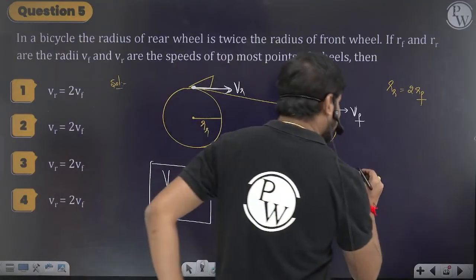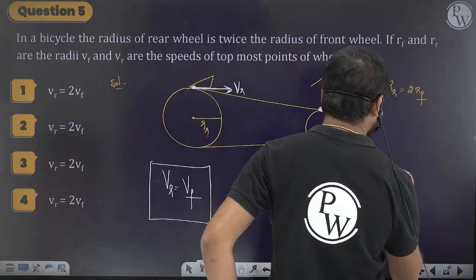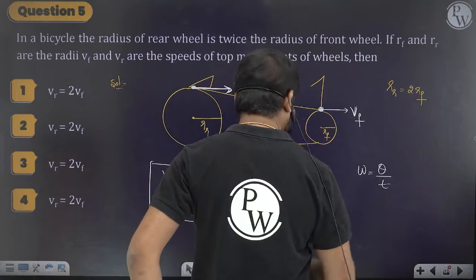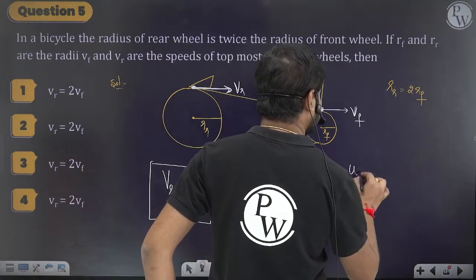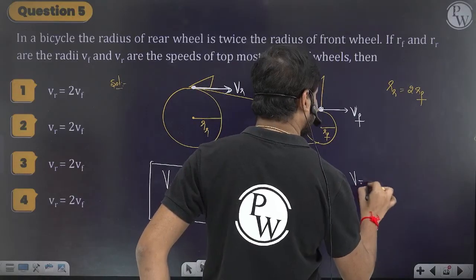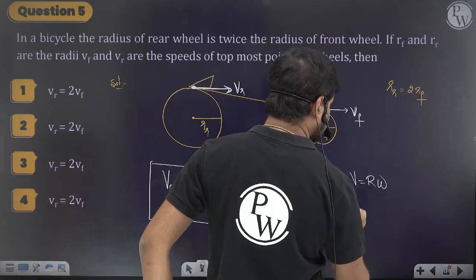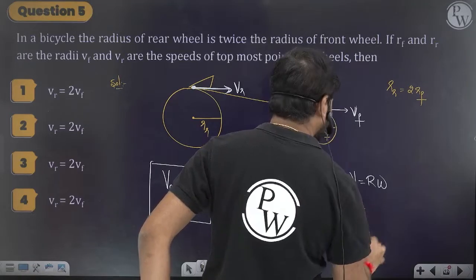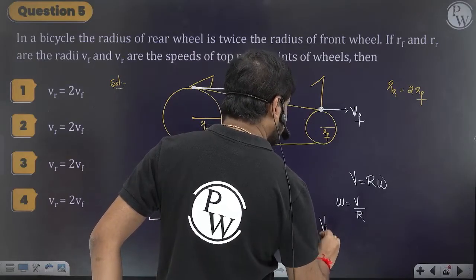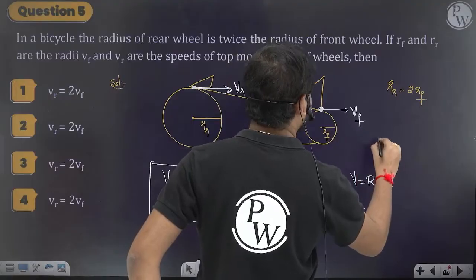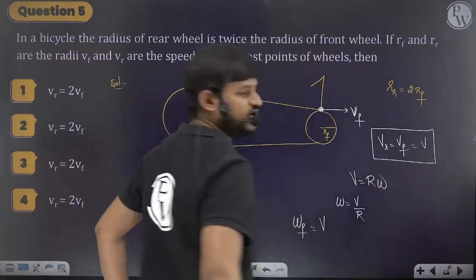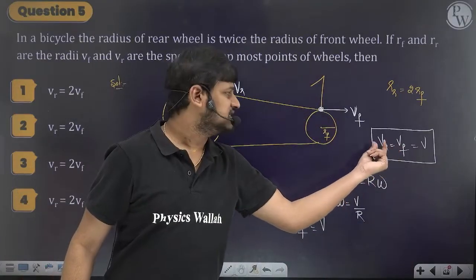We know the angular speed formula, omega is equal to theta by time. Or else, what is the relation between these? V is equal to R omega. So from here, omega is equal to V by R. Now here, VR is equal to VF, let it be V. They both will have the same linear velocity V.